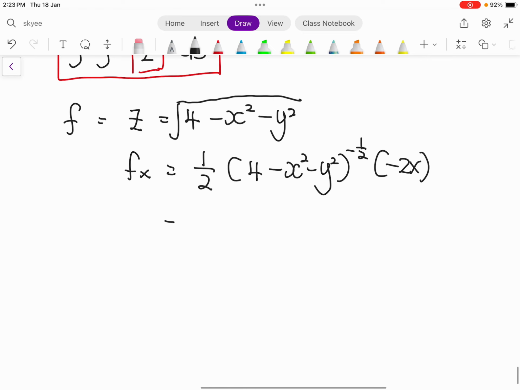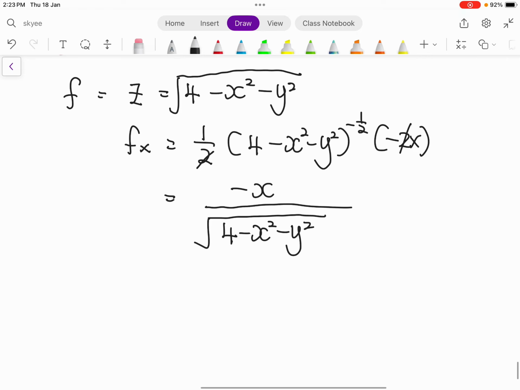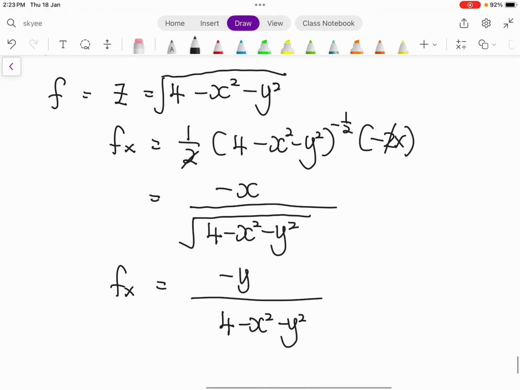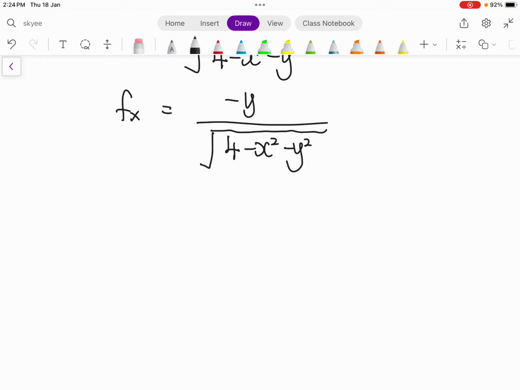You can simplify it as negative x over the square root of 4 minus x squared minus y squared. For the fy, a similar procedure, you could write it as negative y over the square root of 4 minus x squared minus y squared. So this is your fx and also the fy.